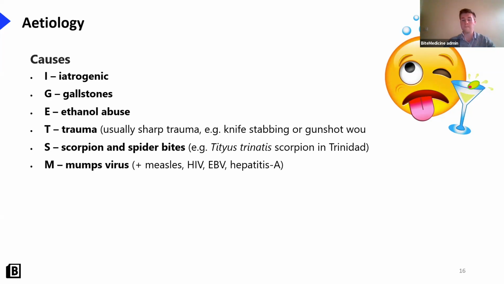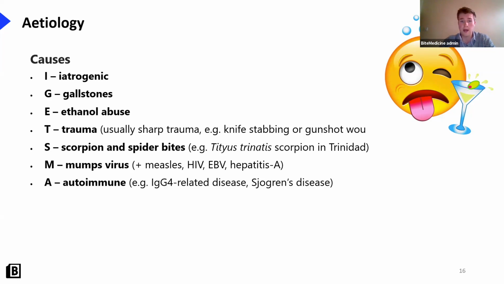So M, we're thinking mumps virus, but just if you can remember the other viruses that are also known to cause pancreatitis, so measles, HIV, Epstein-Barr virus, and hepatitis A. A for autoimmune. Specific ones that can cause pancreatitis are IgG4 related disease and also Sjögren's disease or Sjögren's syndrome. Second S is for steroids. So there's a whole host of different drugs that can cause pancreatitis, but steroids deserve their own bracket because I think it's slightly more common than some of the other ones.